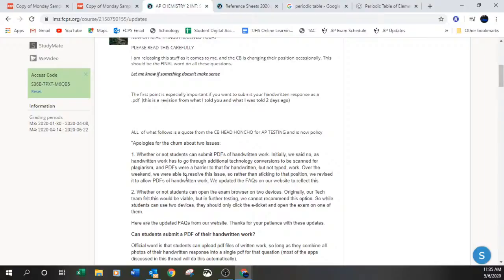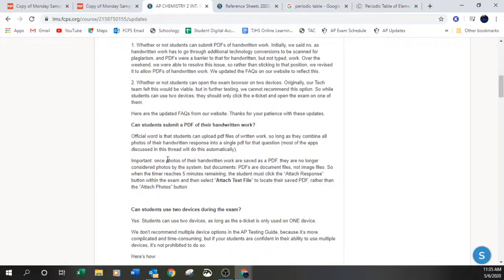One of the first ones is how you can go about submitting your work. So let's talk briefly about that. Can a student submit a PDF of handwritten work? The answer has now officially come out that you can upload a PDF of written work, but it has to be as one PDF. A great deal of the apps, I think CamScanner should do that just fine. Now here's the thing, once the photos are saved, they're no longer considered photos, now they're documents.